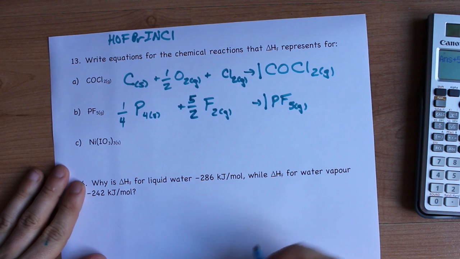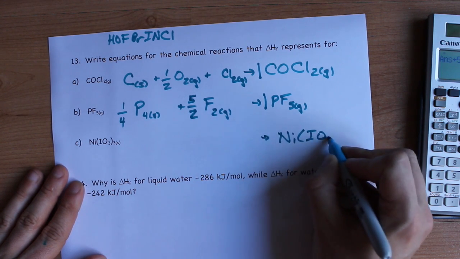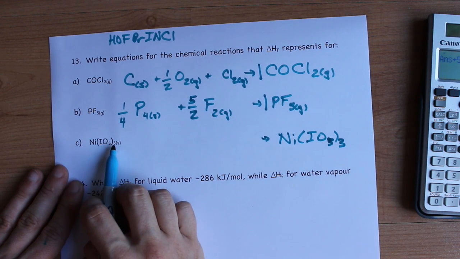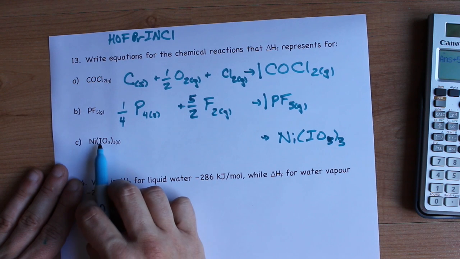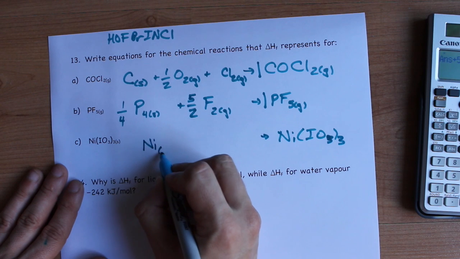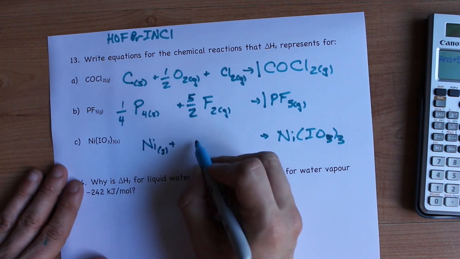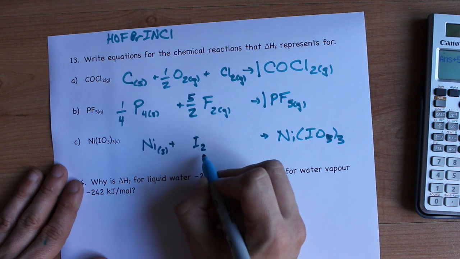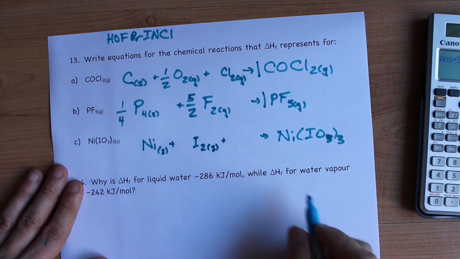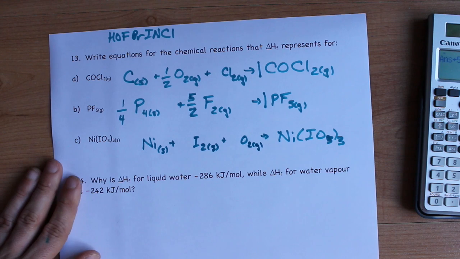Lastly, I'm going to do nickel iodate for you. That's Ni(IO3)3, and I'm including this simply because this 3 on the outside applies to the iodine and the oxygen. I need nickel, which is a metal and solid, its standard state. I need iodine, which comes in a pack of 2, and it's also a solid at room temperature. And I need oxygen, which you've seen so often by now, it's not even a surprise.